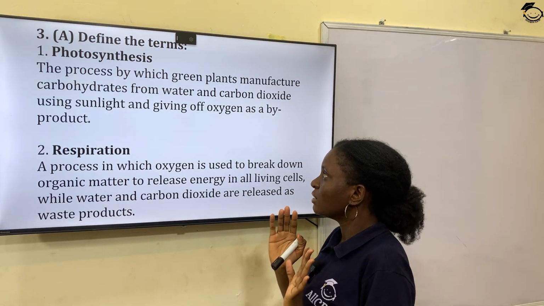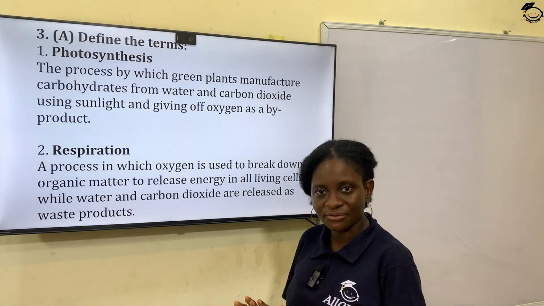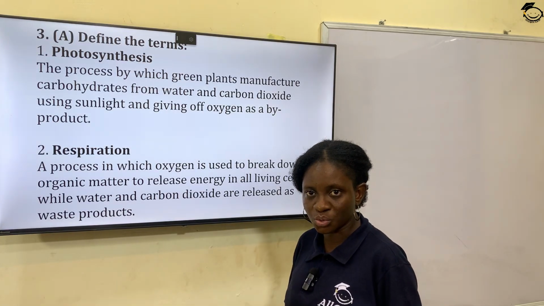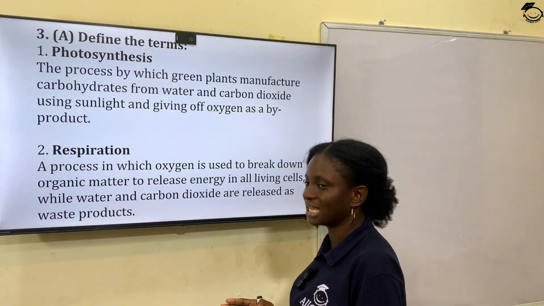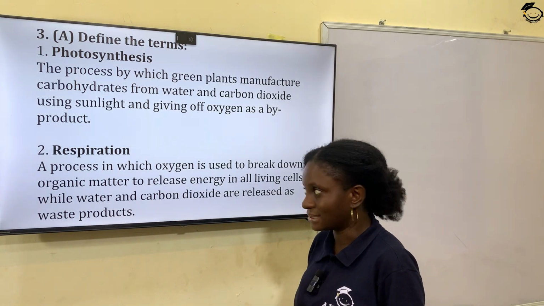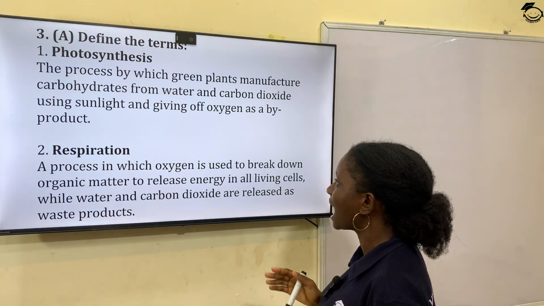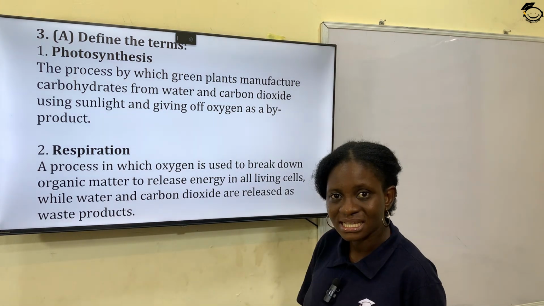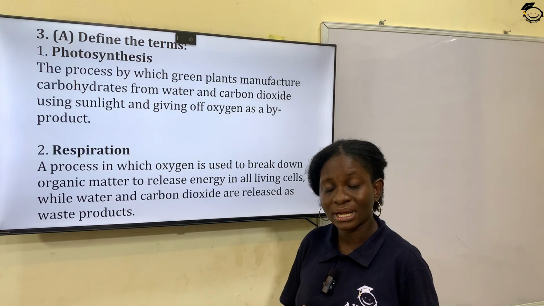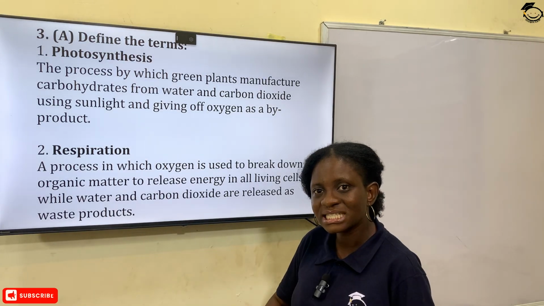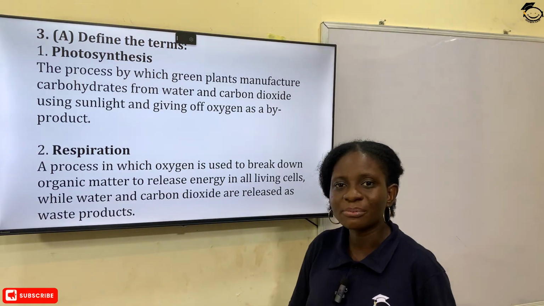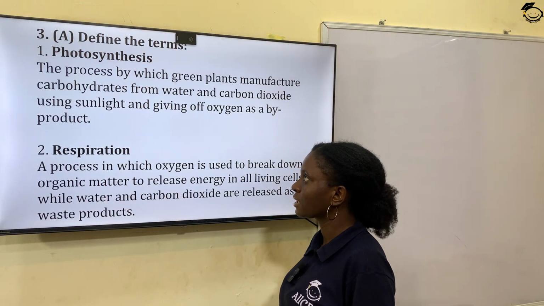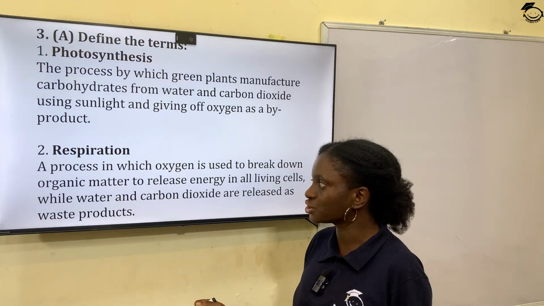No, it's not complete. Photosynthesis is the process where green plants manufacture their food, carbohydrates, from water and CO2, in the presence of sunlight, giving off oxygen as a byproduct. So those are the key words there: green plants manufacture carbohydrates from water and carbon dioxide, in the presence of sunlight, and what is being given out as a byproduct, oxygen.